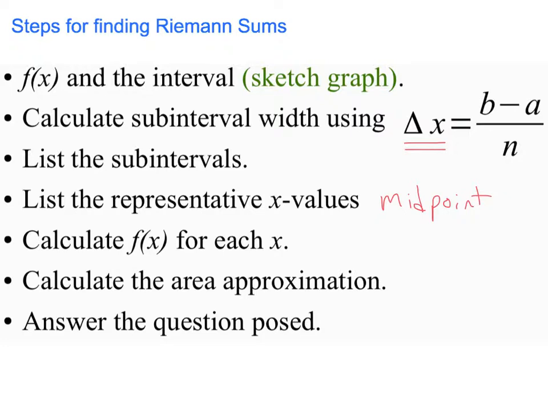We'll figure out the function values for each of those representative values. And then we'll go ahead and compute the Riemann sum, which is an area approximation. And then again, make sure you're answering the question posed. In our case, we're just supposed to compute the Riemann sum.